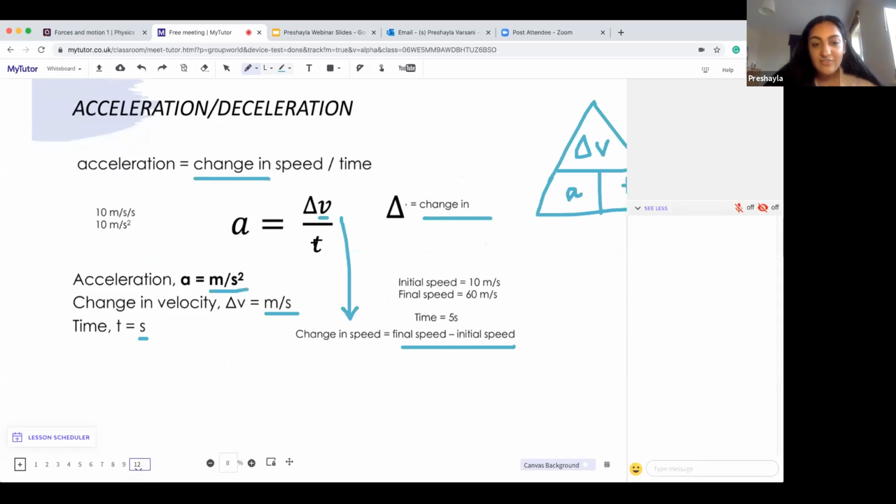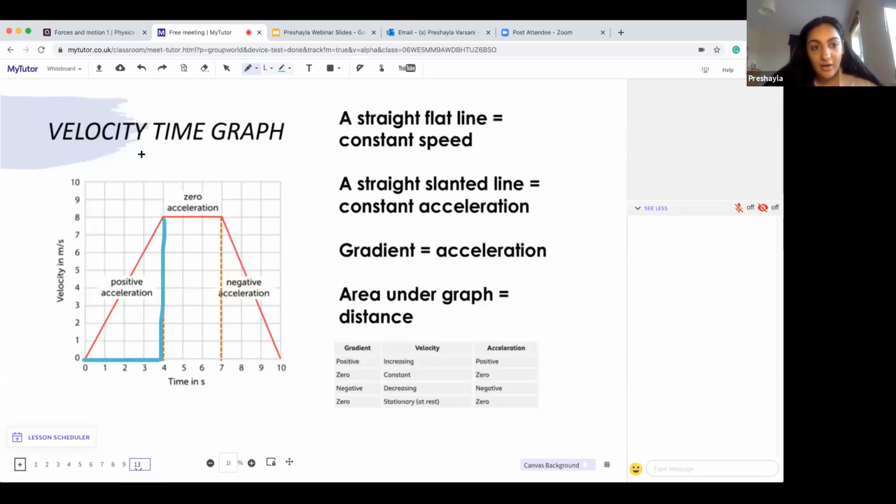Change in v divided by the change in t. So we can see that the gradient of a velocity time graph is acceleration. Gradient is acceleration. A straight flat line now means constant speed. Before, a straight slanted line meant constant speed, but now in a velocity time graph, a straight flat line means constant speed.